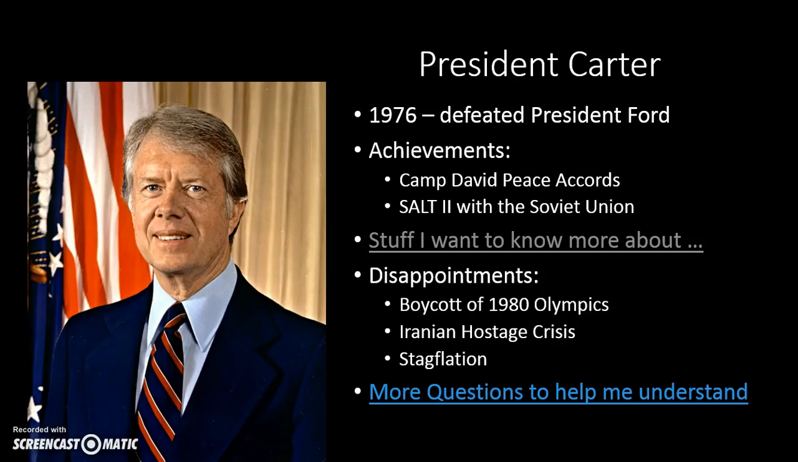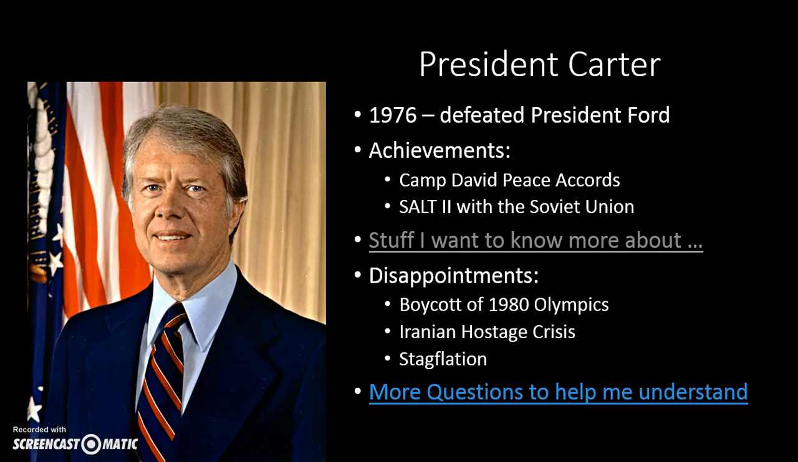And due to his primary successes, Carter received the Democratic nomination for president, and he narrowly defeated President Ford in the 1976 election. The recent Watergate scandal under President Nixon and the nation's poor economy were the major factors that contributed to Carter's election. Carter's successes and failures are very well documented. His achievements include the Camp David peace accords between Egypt and Israel and the Strategic Arms Limitation Treaty, or SALT II, with the Soviet Union.